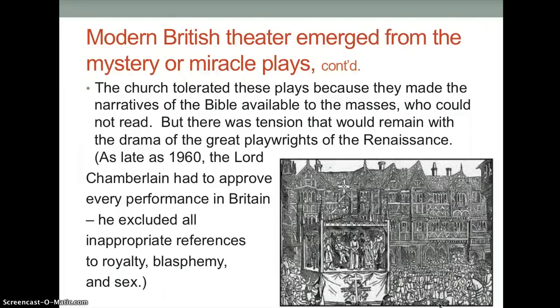for centuries to come. We know as late as 1960 that the Lord Chamberlain had to approve every performance in Britain, and then he would exclude things that had inappropriate references to royalty, blasphemy, sex. And certainly then, as the theater is emerging in the Renaissance, there was a very tense relationship with not just the church, but also the court.